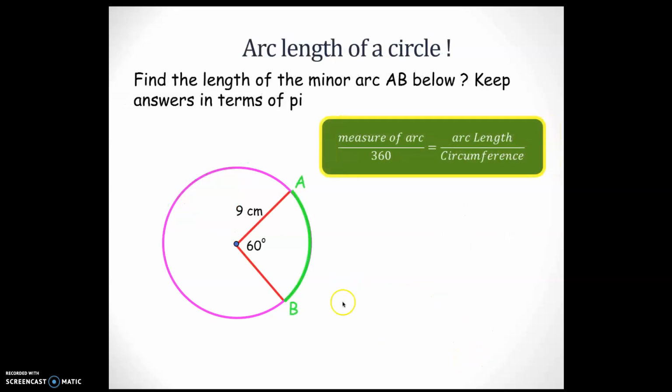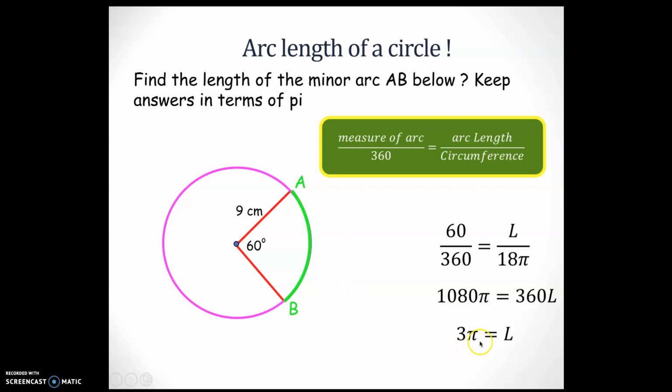Another example. Here's your 60 degrees. We're looking for the length of the minor arc. So that's this in green right here. So we're going to put 60 over 360 for this portion. And then the arc length that we're looking for is our variable out of the circumference, which is 2 times 9, 18 pi. So here's our proportion. We're going to cross multiply and solve that for L, and again we're leaving that one in terms of pi, so that's going to be 3 pi.